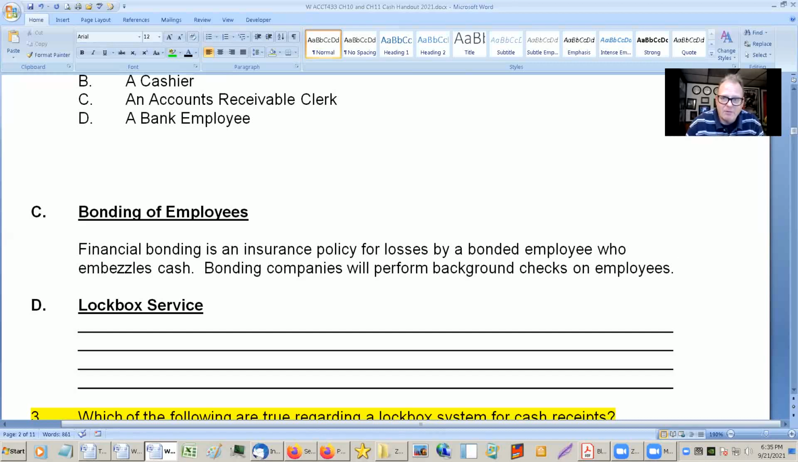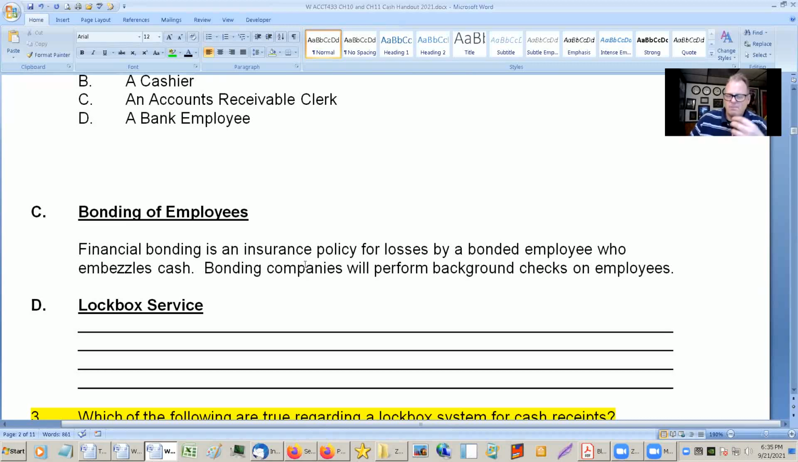I had a friend who worked at a place and they had a new hire who seemed great. They were all happy. And the bonding company came back and said, you can hire him, but we're not going to bond him. He's been in jail several times for fraud. Of course, that didn't come out during the interview. Hey, by the way, I commit a lot of fraud. But that's the beauty of it. The main part is that they will do the background checks.